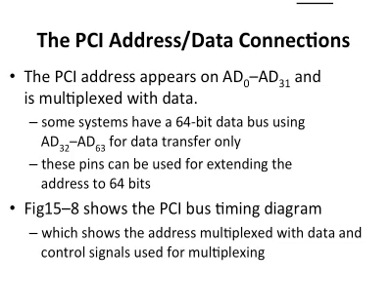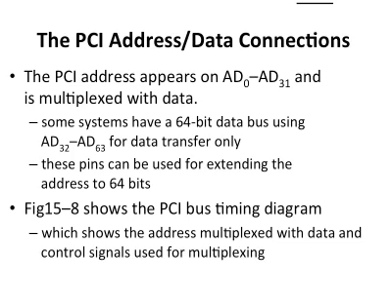PCI address appears on the multiplexed data line, AD0 through AD31. And this address is multiplexed with data, as we will see in the next slide where we show the timing diagram. And some systems use a 64-bit data bus, so the upper 32 bits, AD32 through AD63, are used for data transfer only. And these pins can later be used to extend the address to 64 bits. In the next slide, we're going to see the timing diagram.